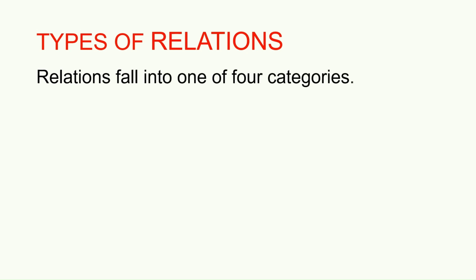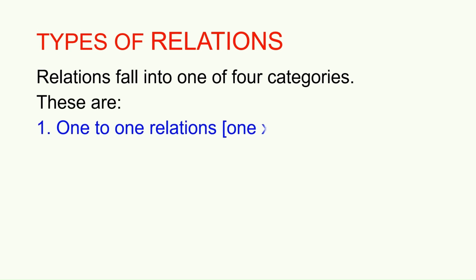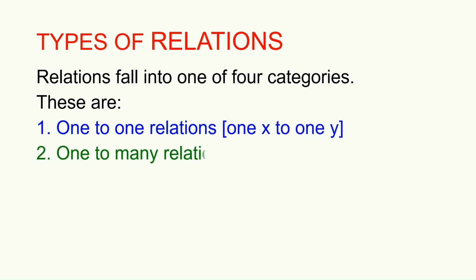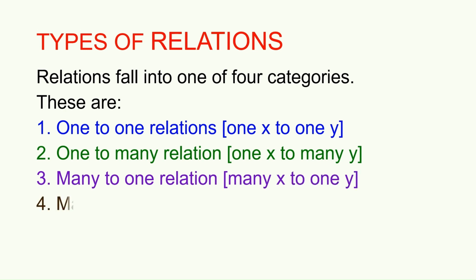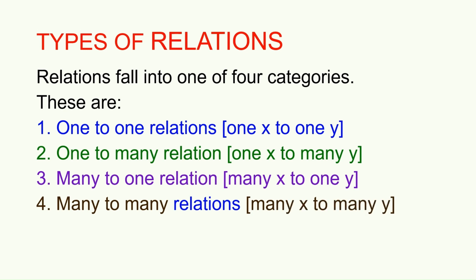Types of relations. Note: relations fall into one of four categories. These are: 1. One-to-one relations, one x to one y. 2. One-to-many relations, one x to many y. 3. Many-to-one relations, many x to one y. 4. Many-to-many relations, many x to many y.